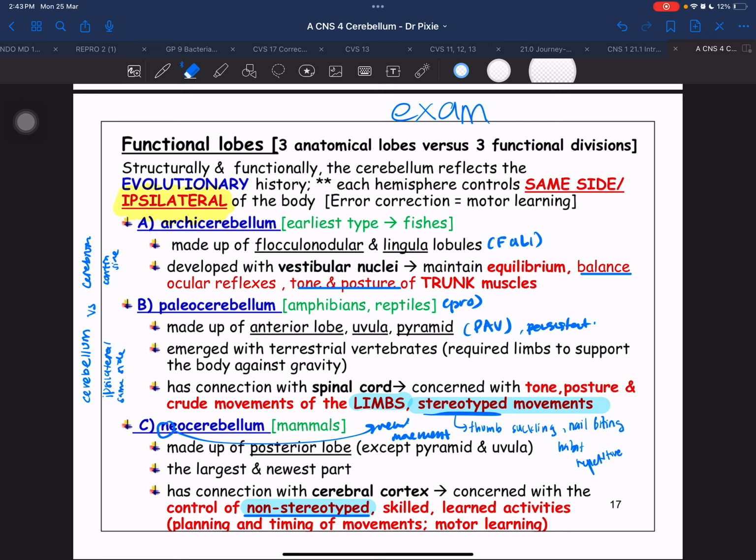You try to rule out. Does it talk to flocculonodular? No. Because the flocculonodular will talk to your vestibular nuclei. That will be in the inner ear, not spinal cord. B? Yes. Vermis and paravermis. See that? Here.